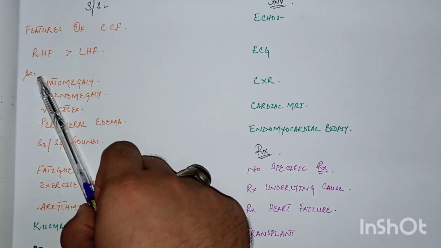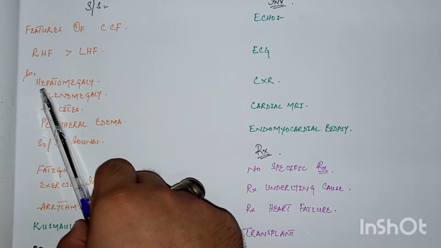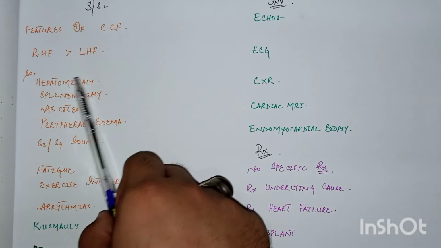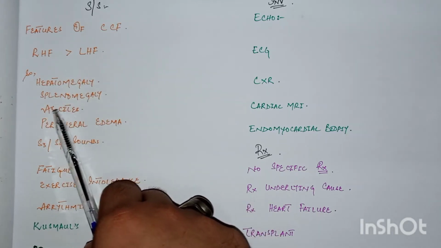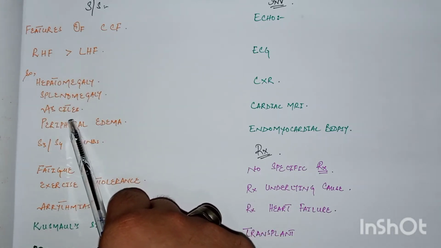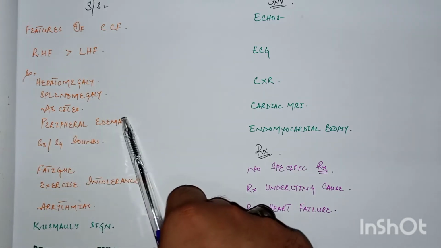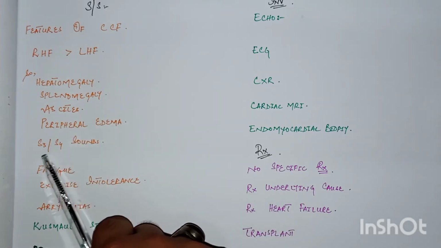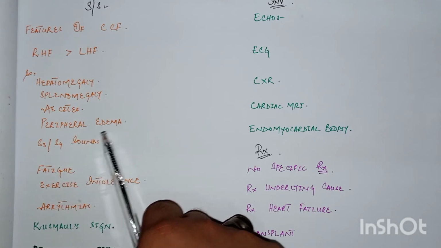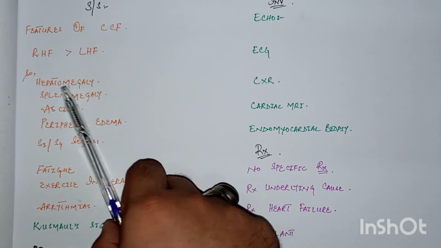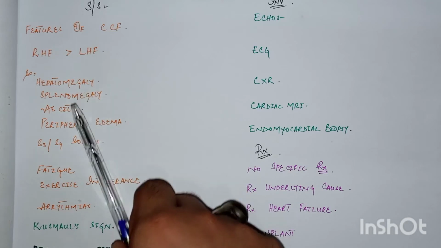So the features of right heart failure include venous congestion. Features include hepatomegaly, splenomegaly, ascites, that is accumulation of fluid in the peritoneal cavity, and peripheral edema, edema in the periphery. Also the S3 or S4 sounds can be heard. We have discussed all these features in congestive cardiac failure in detail.